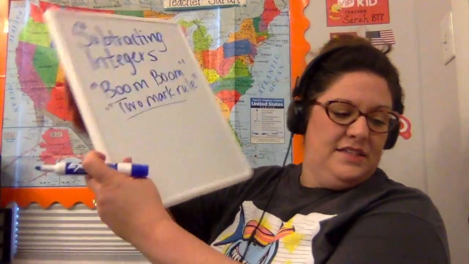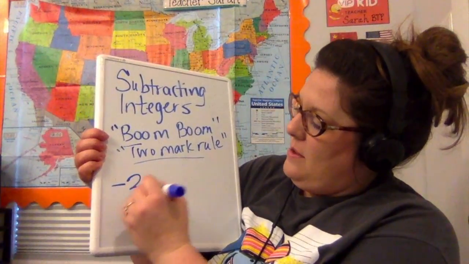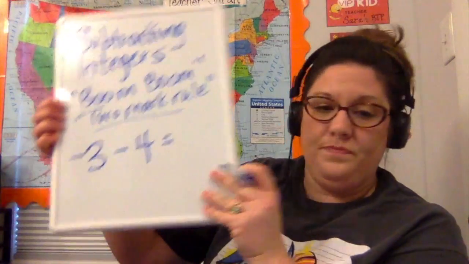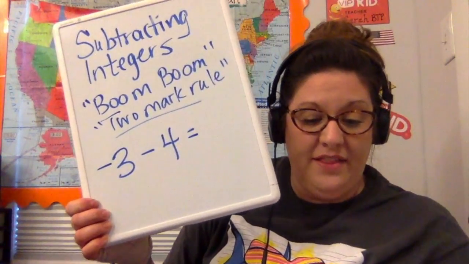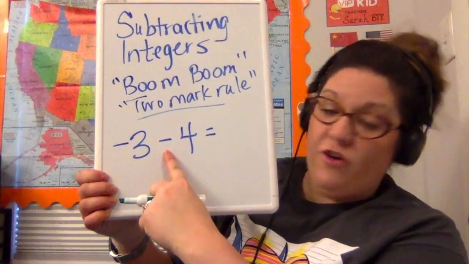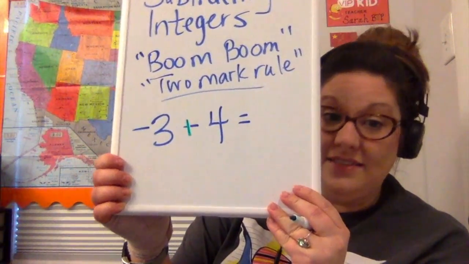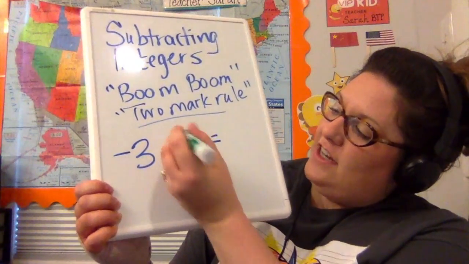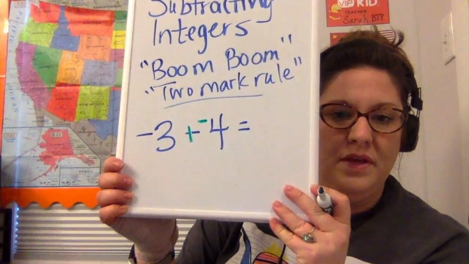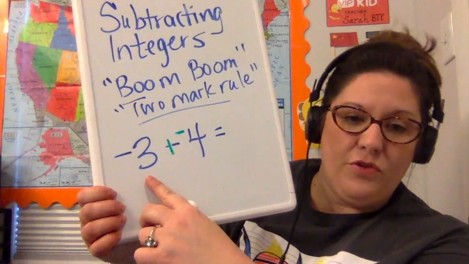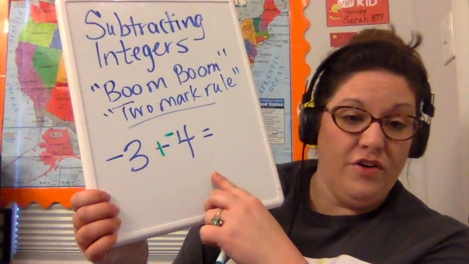Now that may have been overcomplicating a very simple question, but let's look at how this will apply as the questions get more complicated. Let's look at negative 3 minus 4. Again, we're going to apply this 2-mark rule. The first boom is going to change subtraction to addition. The second boom is going to change the sign of the second number. So this now becomes negative 3 plus negative 4.